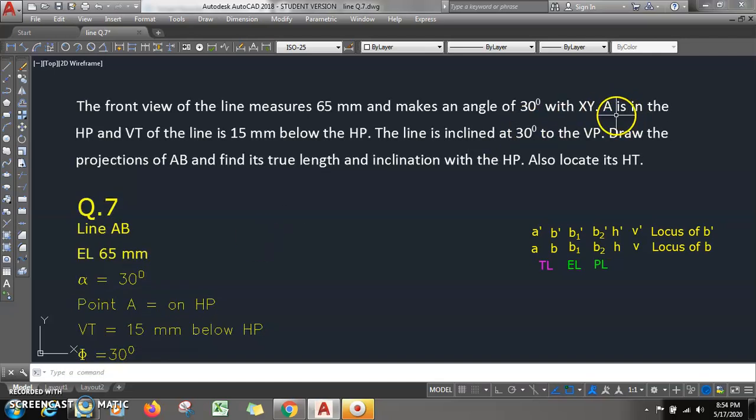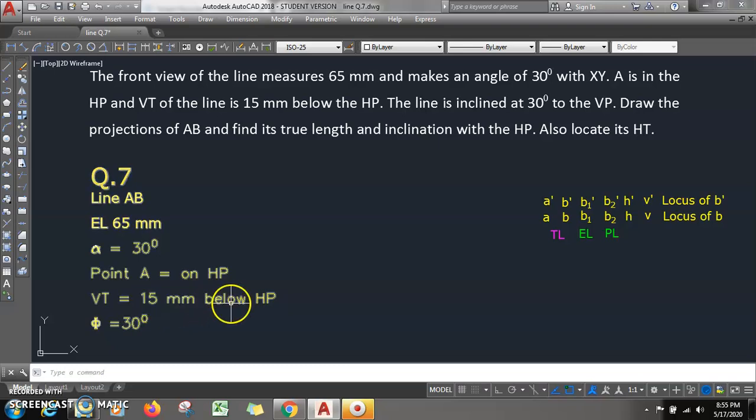Point A is in the HP. Point A is there on HP and VT of the line is 15 mm below HP. So what is the vertical trace? VT is V dash. V is there on XY. So VT is 15 mm below. So it is locus of VT. You can say VT is 15 mm below HP. So they have given locus of V dash at a distance of 15 mm below XY.